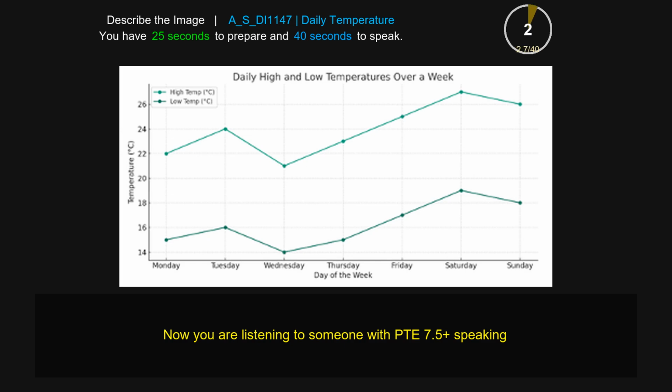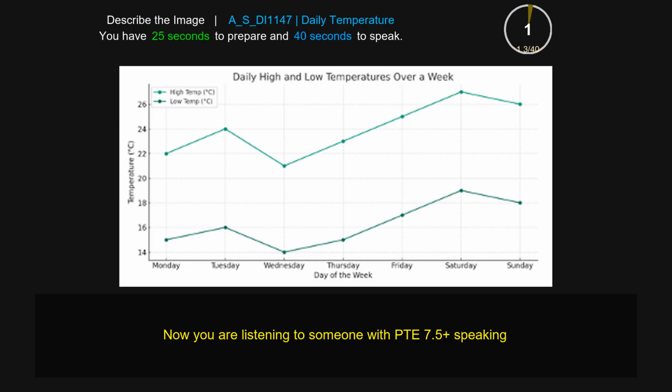This graph represents daily high and low temperatures over a week, with high temperatures and low temperatures. According to the graph, the x-axis represents the days of the week from Monday to Sunday, and the y-axis represents the temperature from 14 degrees to 26 degrees. According to the graph, we can see that the highest was on Saturday with around 26, and the lowest was on Wednesday at around 14. In conclusion, this bar graph shows us the daily high and low temperatures over a week.